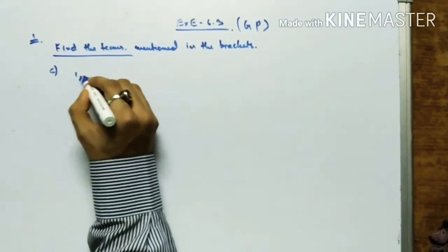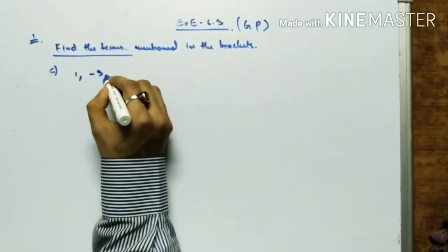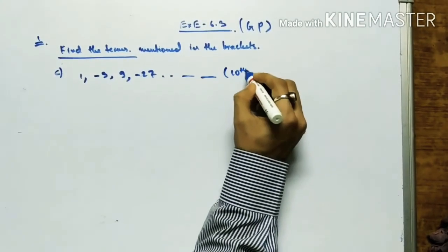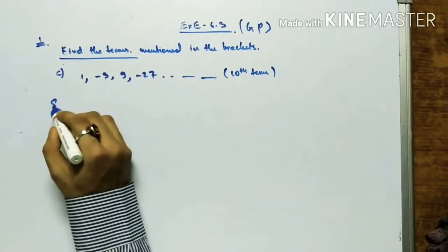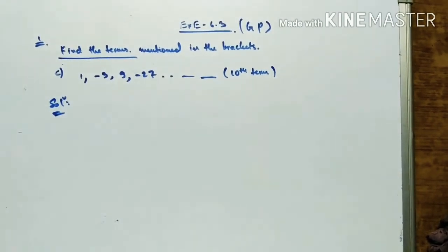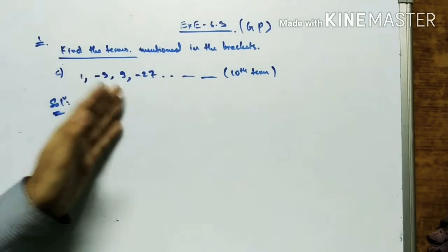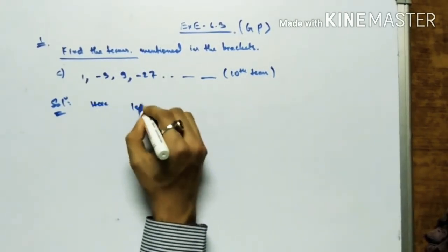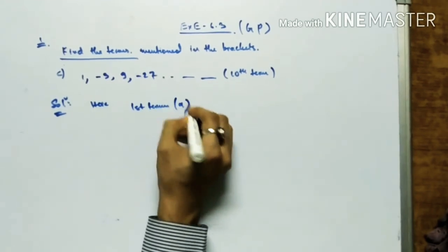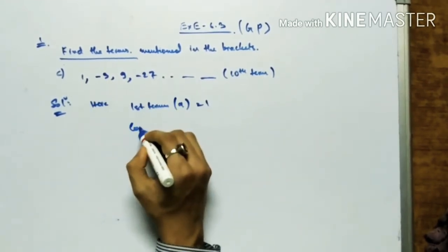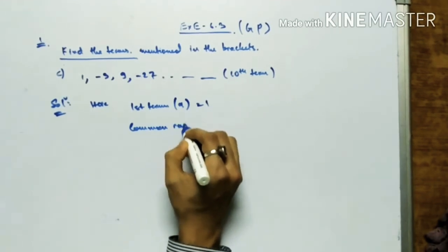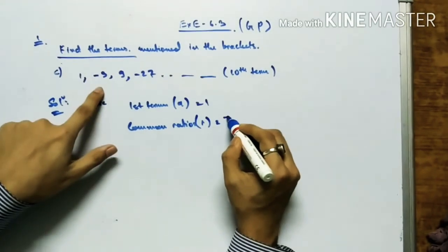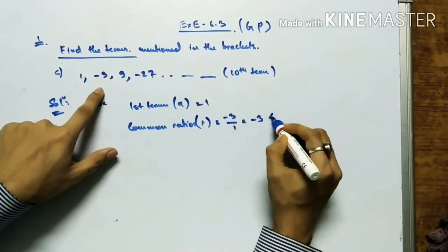So number C here, the GP is 1, minus 3, 9, minus 27 and so on, up to the 10th term. First of all I will have to find the 10th term, and then I will have to find the sum of the GP up to the 10th term. So here you see the first term A is equal to 1. Common ratio small r is equal to minus 3 by 1, which is minus 3, which is less than 1.